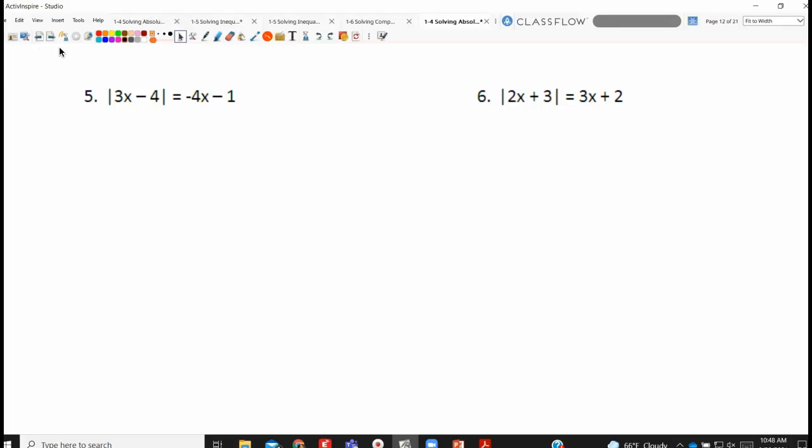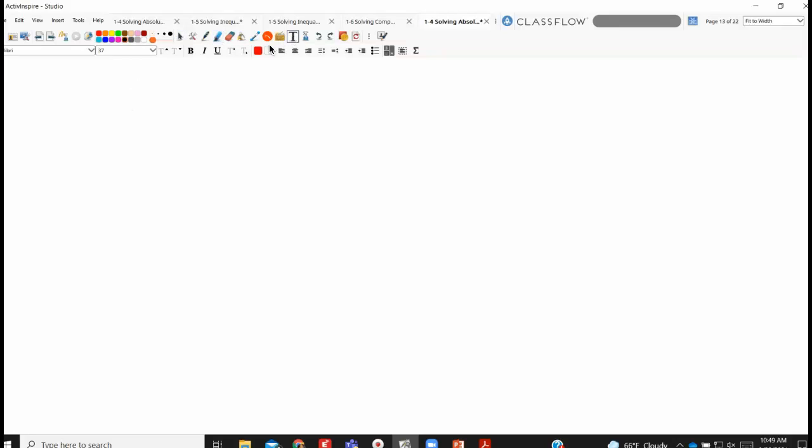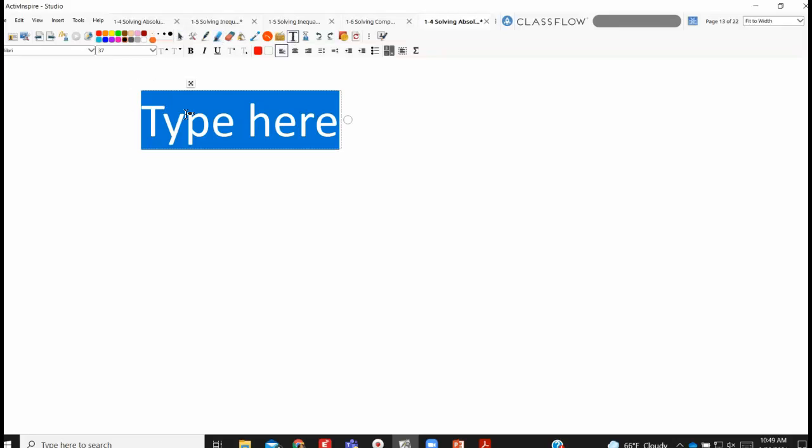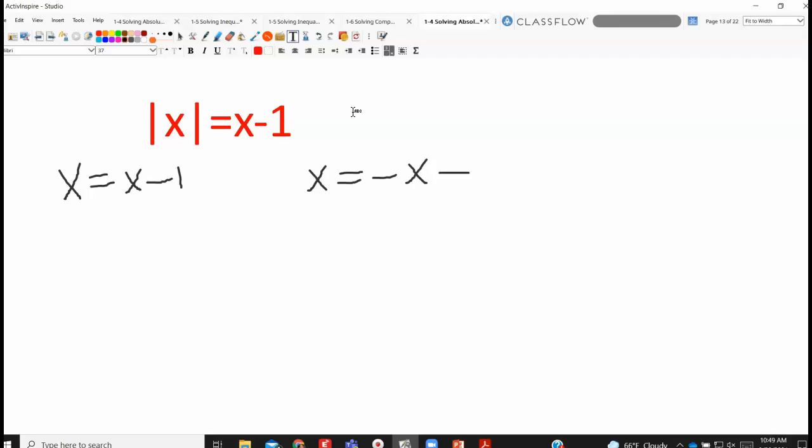Where's my x minus 1? Okay, so we have the absolute value of x equals x minus 1. And what you want to do is, once again, split your problem into the positive and the negative. So you get x equals x minus 1 and x equals negative x plus 1.